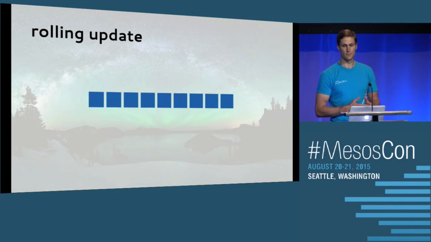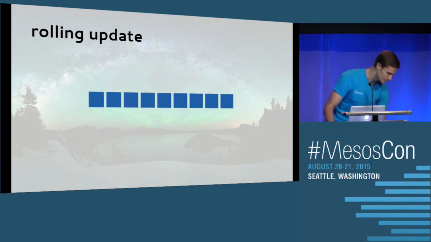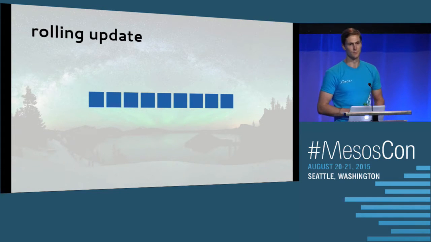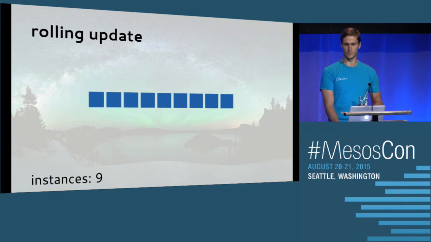So as for the mechanics of how updates actually work, there's a couple of pretty common strategies. Rolling update is the most obvious one, and this is the one that Aurora implements for services. You've probably seen this before, especially if you've ever used Capistrano-based deploys or anything like that, where you're operating on a set of fixed machines. This is pretty much the most straightforward way to do it. And there's a couple of side effects of this that I want to point out.